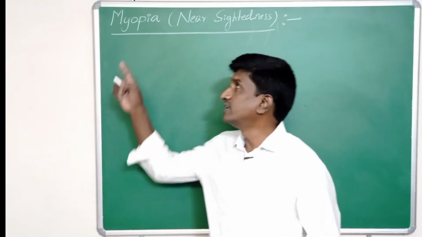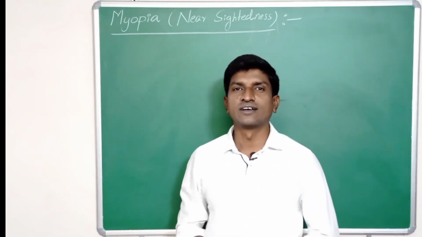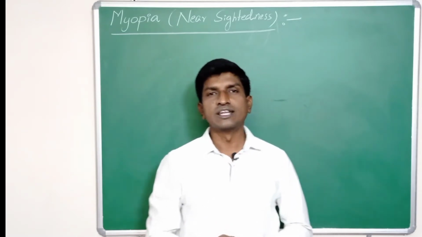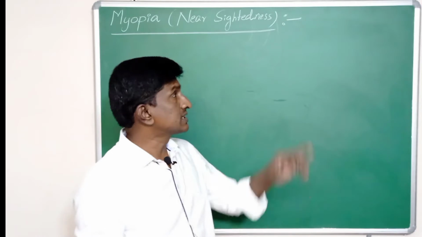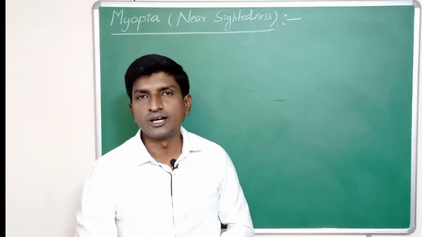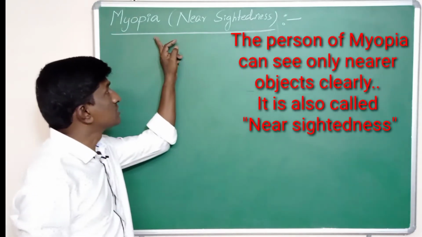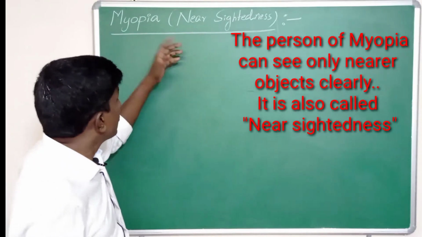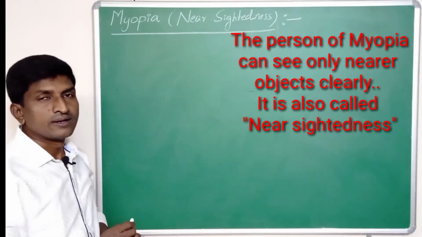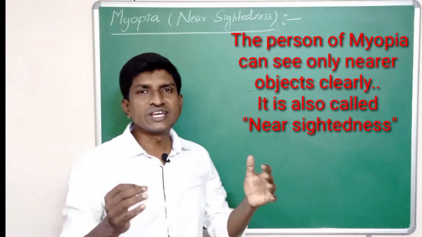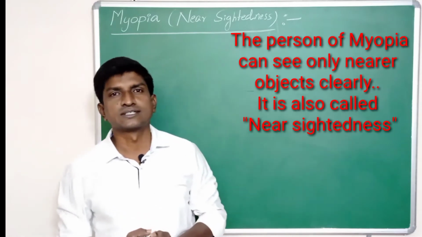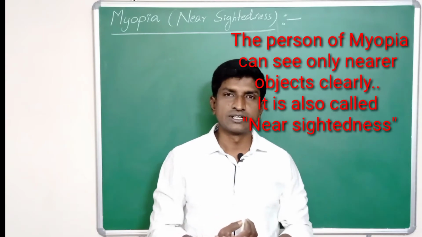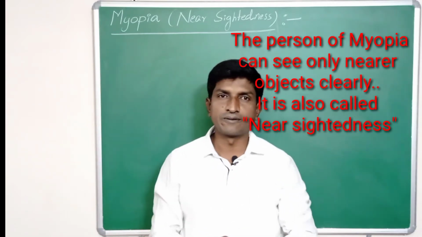In this video, we will discuss the problem of myopia and its correction, and the focal length of the lens which is used to correct the problem of myopia. Myopia is also said to be nearsightedness. Then what is myopia? The person can see the nearer objects but cannot see the distant objects. This is the problem of myopia.